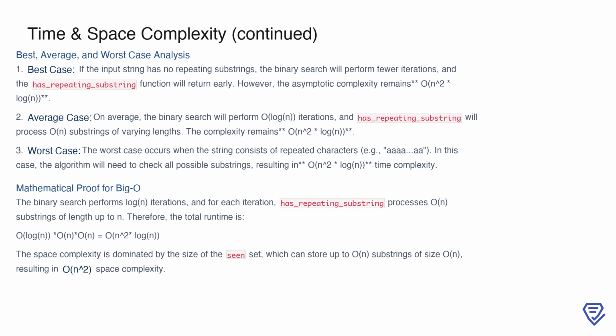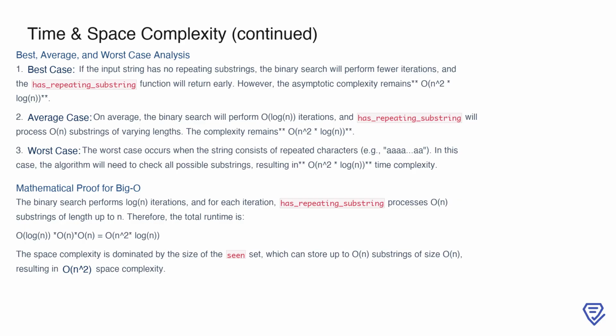In the worst case, such as when the string consists entirely of repeated characters like AAAAA, the algorithm must check all possible substrings, resulting in a time complexity of O(n² log n). Mathematically, this happens because the binary search involves O(log n) iterations, and each iteration of has_repeating_substring processes O(n) substrings of length up to n.